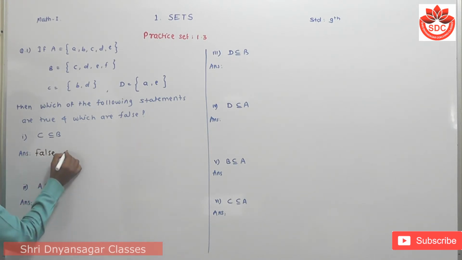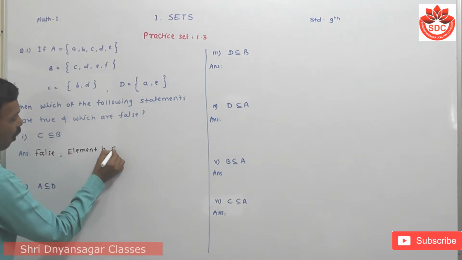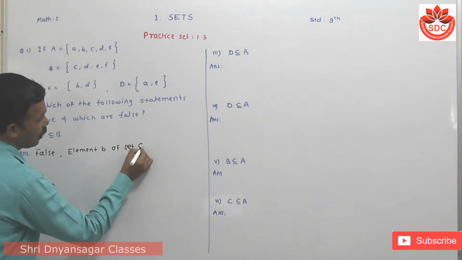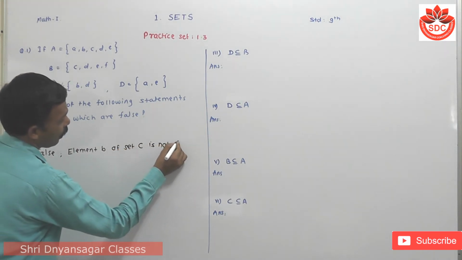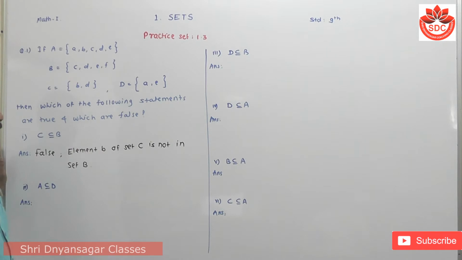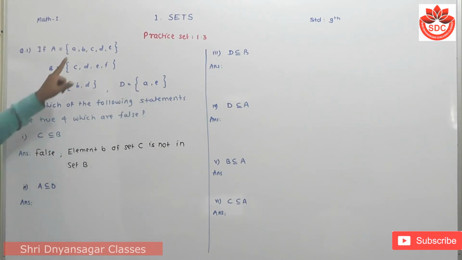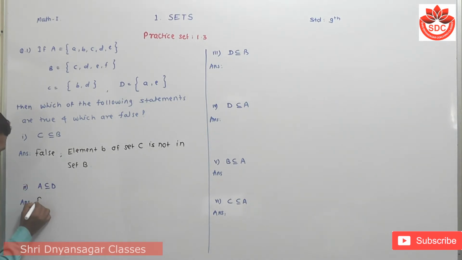Because why? Element B of set C is not in set B. Then the second one is A is a subset of D. This tells us that every element of set A is also an element of set D. But when you observe A and D, here are more elements, here are fewer elements, so this is not a subset. This statement is also false.